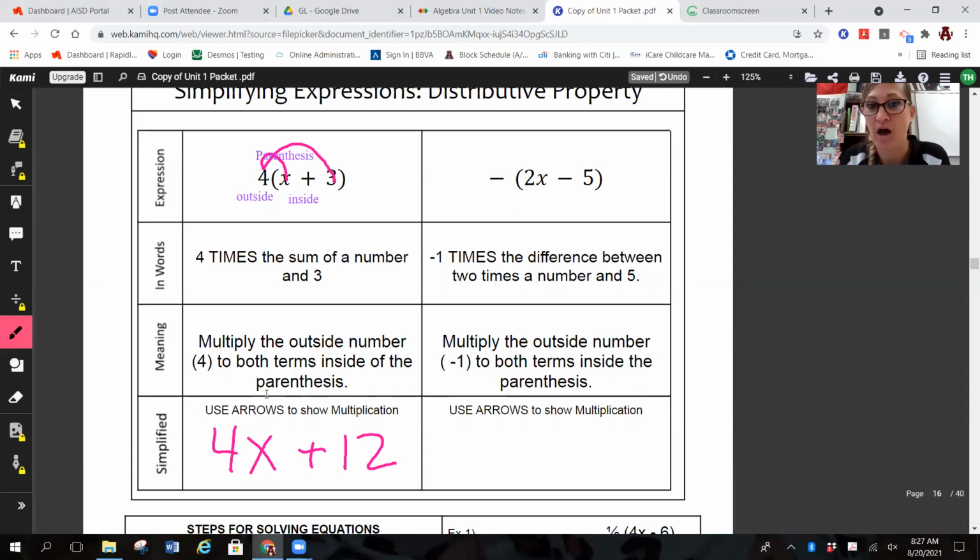We have a negative on the outside and a 2x minus 5 on the inside. So that means negative 1 times the difference between 2 times a number and 5. Okay, so what do we have to do? We have to multiply the outside number, which we can make look like a negative 1, to both terms inside the parentheses. So let's do it. Use arrows. So negative 1 times 2x is negative 2x. And negative 1 times negative 5 turns to a positive 5. And you have just used the distributive property.